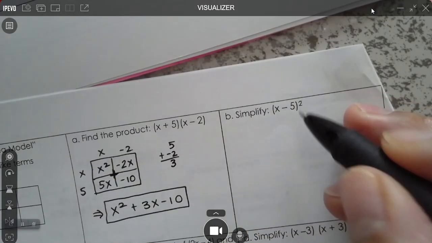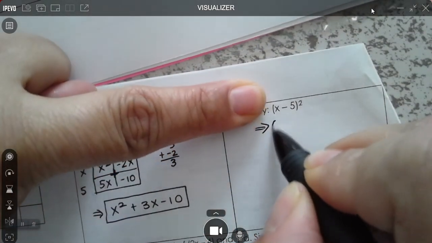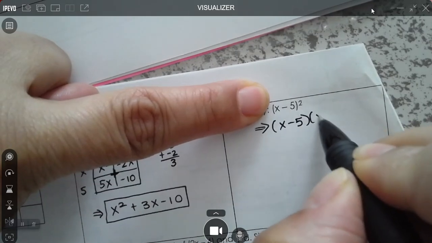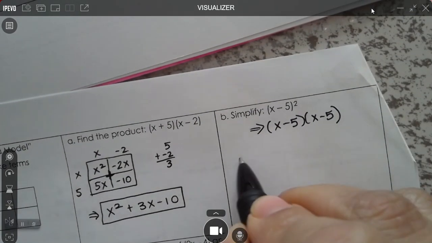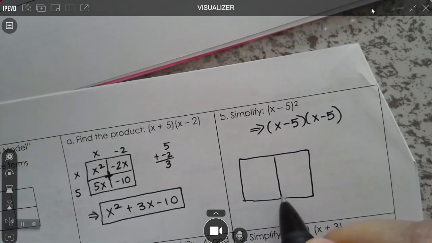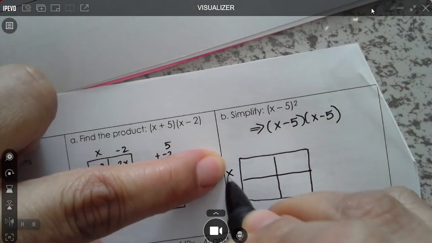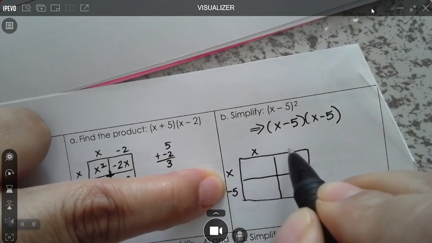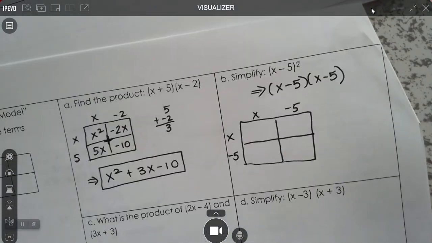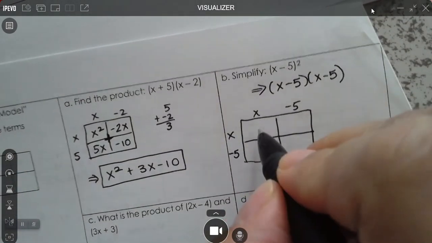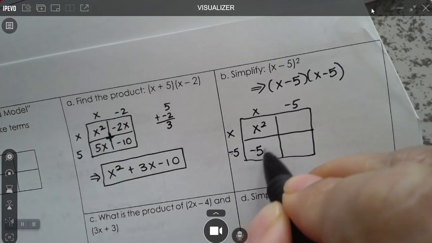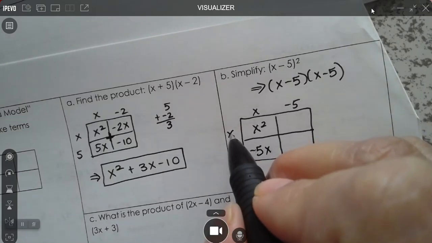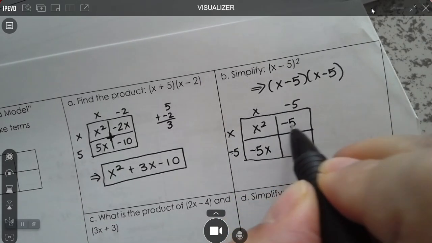All right, this one. What does the square mean? The square means that you're multiplying this by itself. So it becomes x minus 5 times x minus 5. All right, what is x times x? Beautiful. What is negative 5 times x? Same thing here. Even though we start with the x, x times a negative 5 is negative 5x.